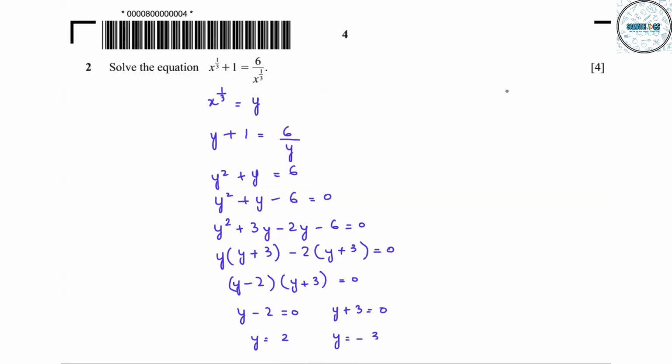We replaced x power 1 upon 3 by y. Now we will replace y by x power 1 upon 3. So x power 1 upon 3 is equal to 2 and x power 1 upon 3 is equal to minus 3. We can take the cube on both sides so that we can find the value of x. So the powers cancel out, so x is equal to 8 and here x is equal to minus 27.